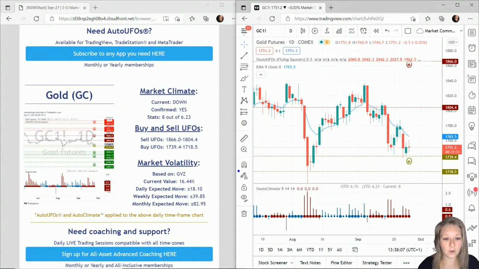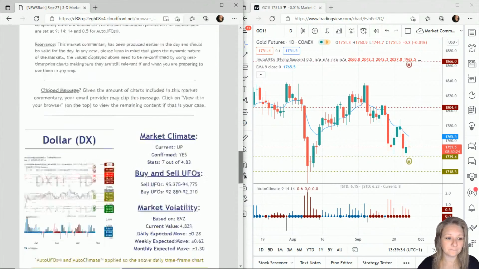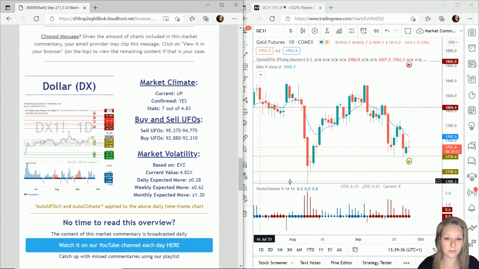Now, in terms of volatility, we'd expect in 1 year movement up or down of 16.44%, which is up or down in a day of 18.1 points, in a week 39.85 points, and in a month 82.95 points. So that's gold. Next market is the US dollar. There we go.